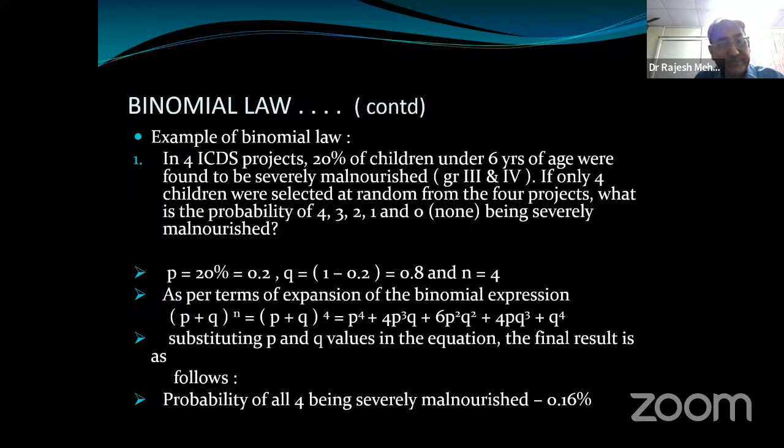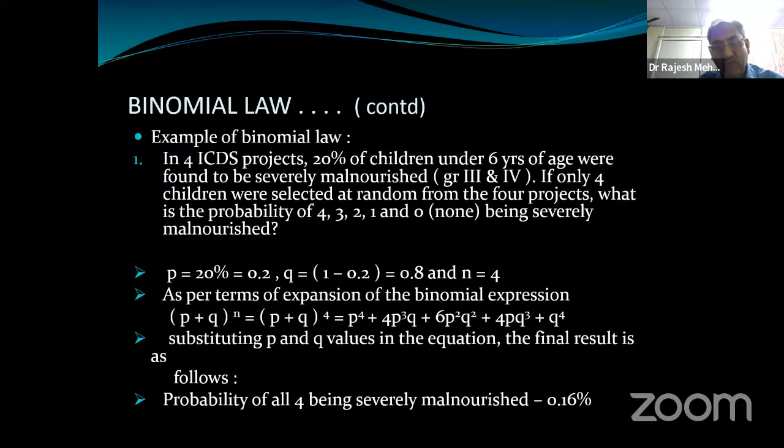So here look at the things. P is equal to 0.2, Q is equal to 0.8, and N is equal to 4. Now, as per the terms of expansion of the binomial expression, four times we are doing. So (P plus Q) raised to 4. If you separate the equation, it is P4, 4P3Q like this. Now, substituting P and Q values in the equation, the final result is as follows.